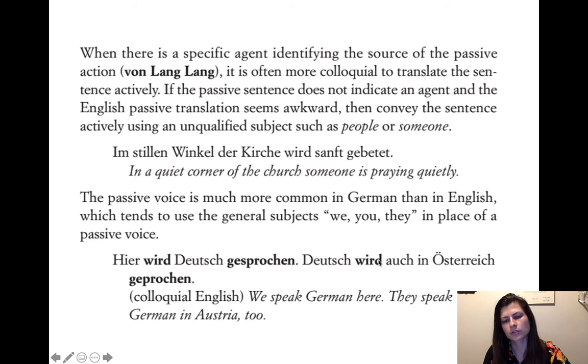Sounds fine in English. So they speak German in Austria too, or German is also spoken in Austria.